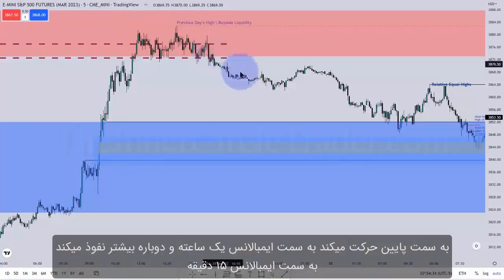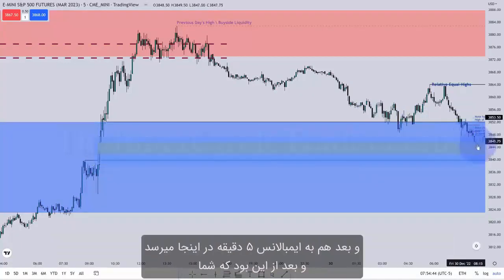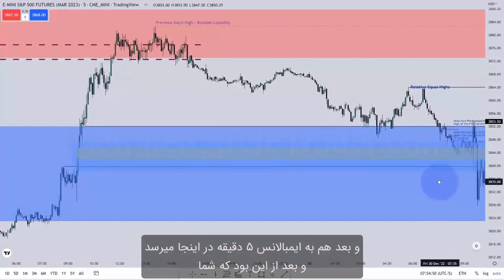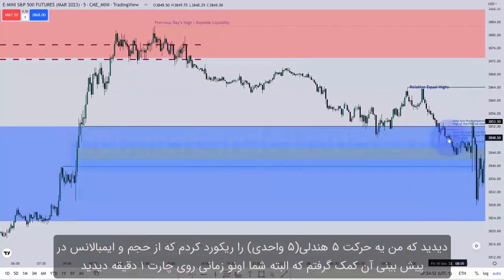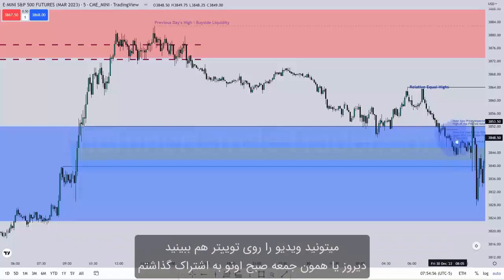And then it moves lower down into the hourly imbalance, digs in deeper into the 15-minute chart imbalance, and then into the 5-minute chart imbalance right there. And then you watch me record a 5-handle move using the volume imbalance, which you'll see when we get into a 1-minute chart. You can watch the recording on Twitter too. It was shared yesterday or Friday morning.